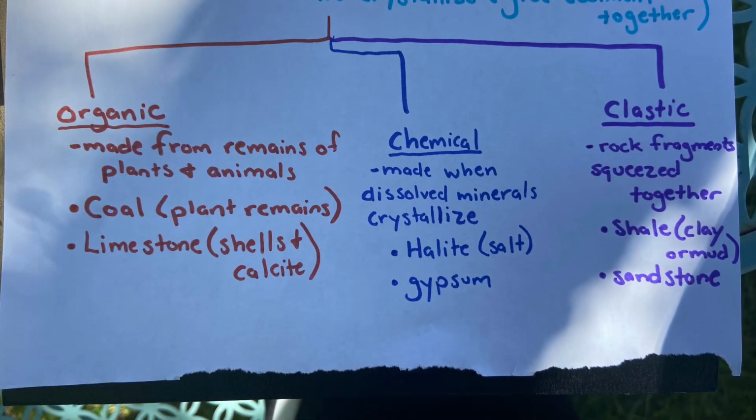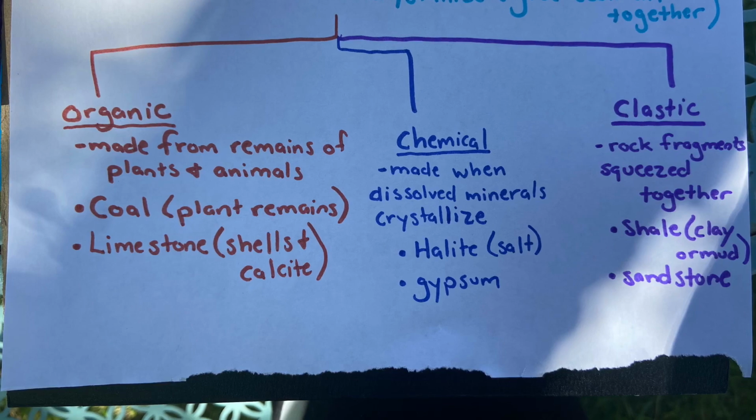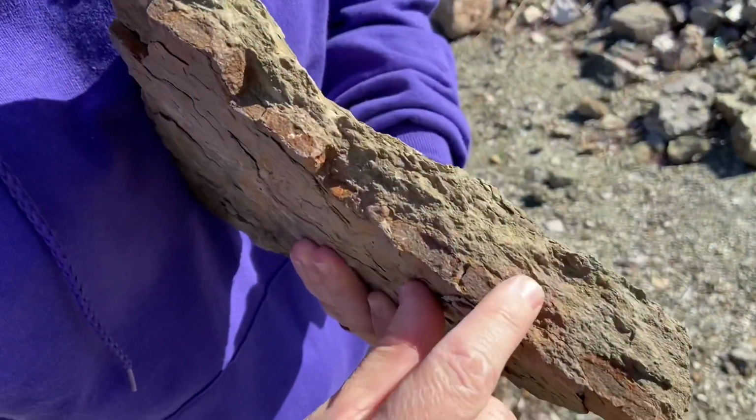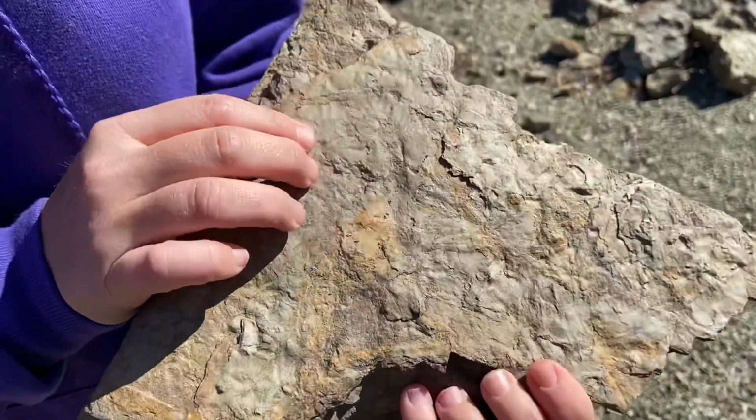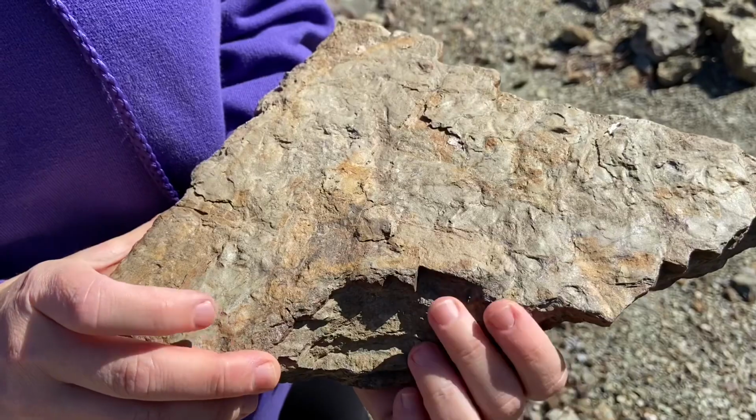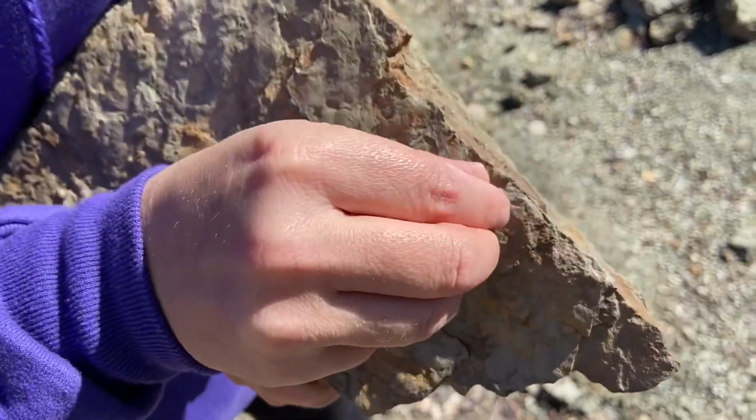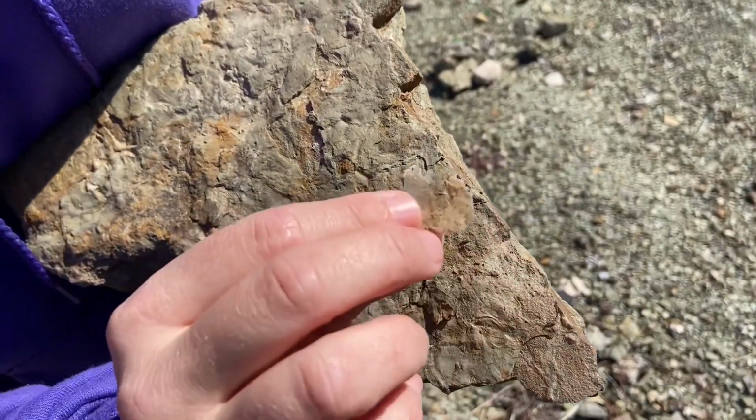Our last type of sedimentary rock we're going to look at are called clastic, and these are rocks made of rock fragments that are just squeezed together. So I went up to a place by the school at Sunrise Mountain, and they have a bunch of shale up there. So shale is a mudstone or clay, but you see it has little layers on it, it can break off into pretty flat pieces.